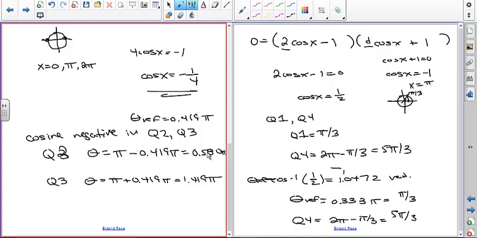Actually, I guess it'd be 0.579 to be exact, or 0.581. And the third quadrant solution is pi plus the reference angle. So 1 plus 0.419 is 1.419 pi.